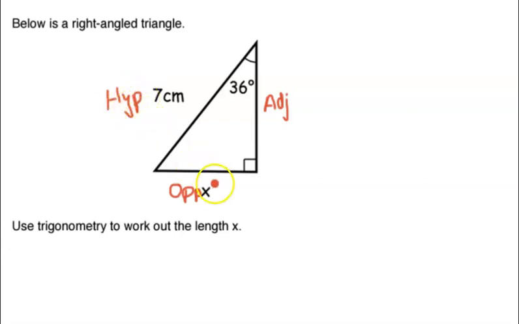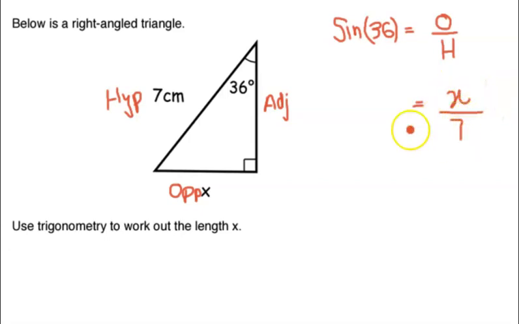So I am given the angle and the hypotenuse. So I need something with an opposite, so I can use sine. This is an angle, so instead of that, I can put 36. Sine 36 degrees equals opposite over hypotenuse. Opposite is missing, instead of opposite, just put x because that's what it is. And instead of hypotenuse, put 7. Sine 36 is x over 7.